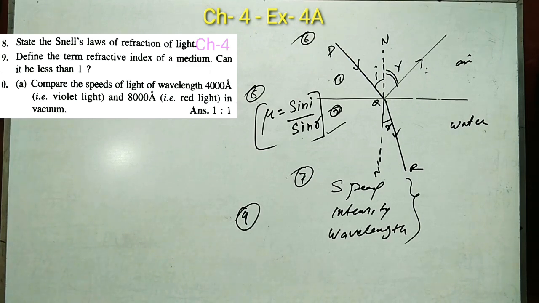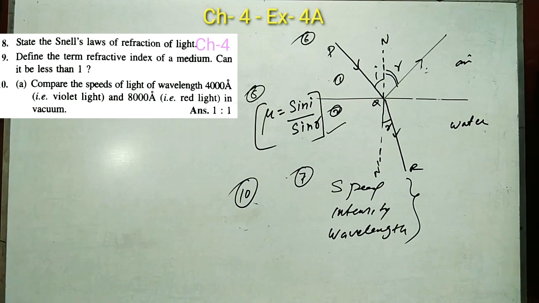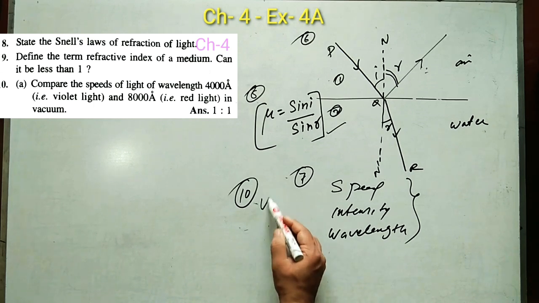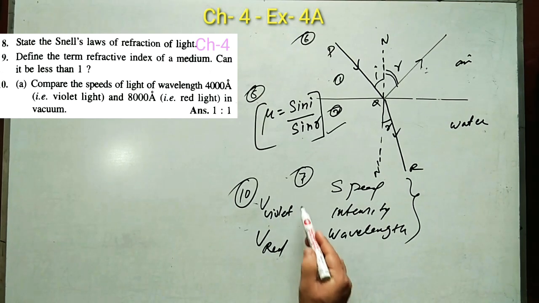Now question number 10. Moving on to question number 10. What is question number 10? Compare the speed of light of wavelength 400 angstrom, that is violet light, and the speed of red light, that is 800 angstrom. You have to compare the speed of violet and red light in vacuum. Light is a bundle of 7 colors or 7 wavelengths, as you know. The speed of all the colors is the same in vacuum.